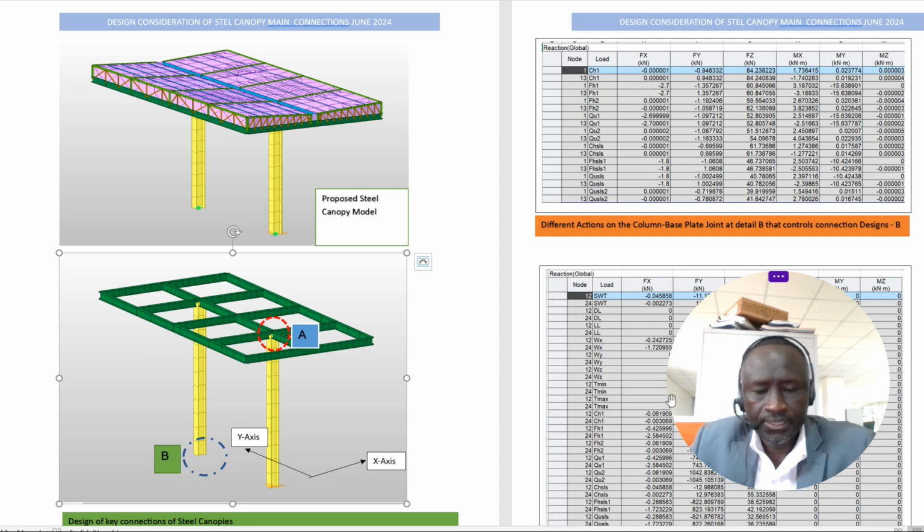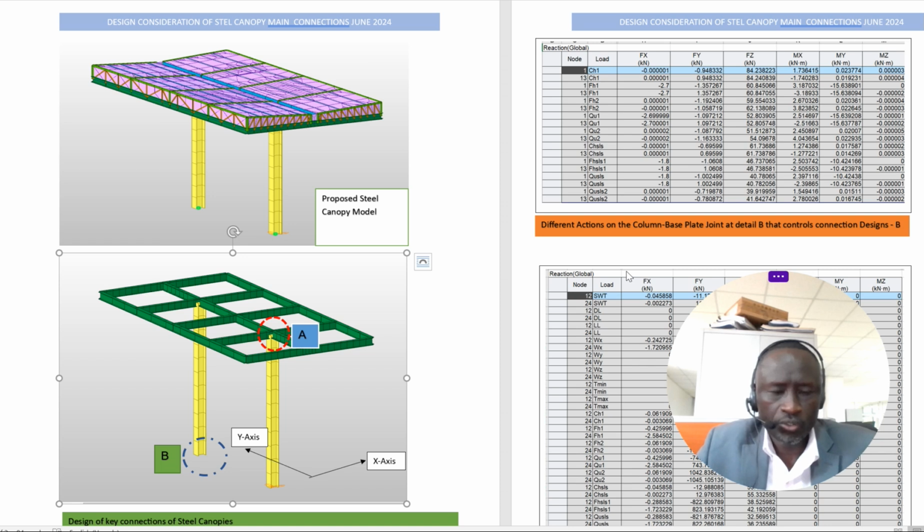I think 3 days ago I posted on your WhatsApp platform some demonstration on different actions happening on steel canopies, such as the afforestation and others. And we were looking at the different effects of actions like dead load, applied self-weight, live load, wind, temperature.